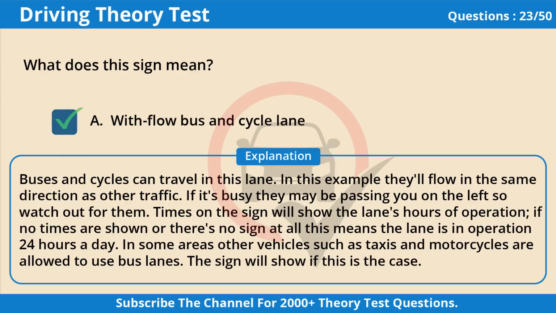If no times are shown or there's no sign at all, this means the lane is in operation 24 hours a day. In some areas, other vehicles such as taxis and motorcycles are allowed to use bus lanes. The sign will show if this is the case.